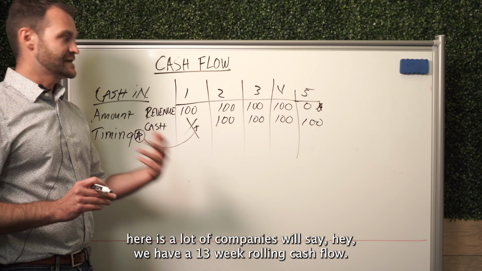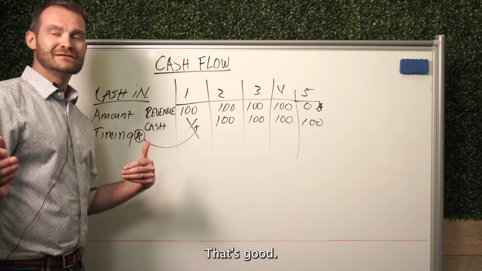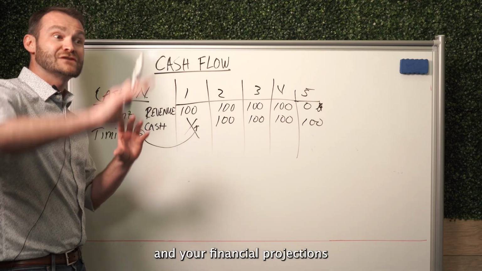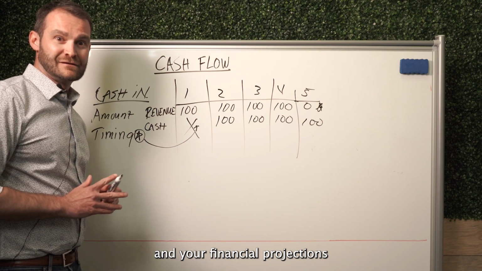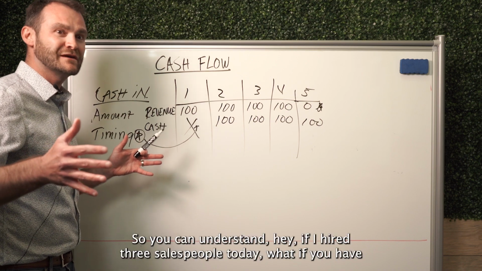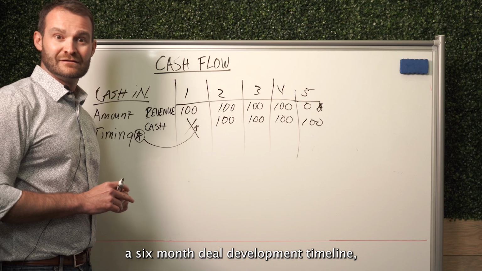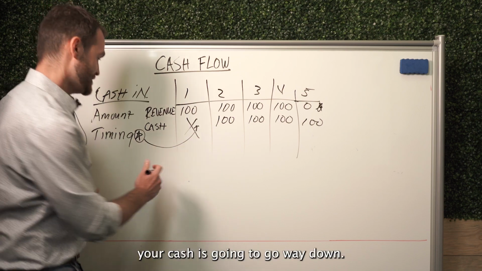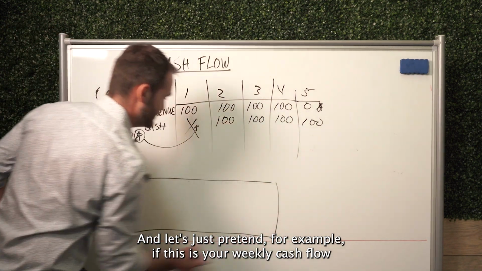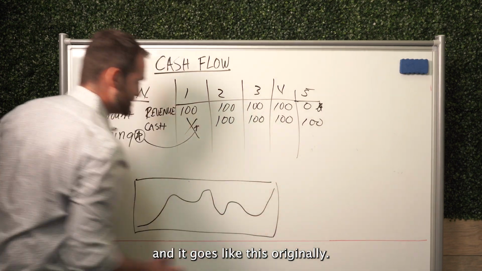One of the elements here is a lot of companies will say, hey, we have a 13-week rolling cash flow. That's good, but ideally you should be looking out far ahead. And your financial projections should really also show a cash projection of like 52 weeks. So you can understand, hey, if I hired 3 salespeople today, what if you have a 6-month deal development timeline? Your cash is going to go way down, and let's just pretend, for example, this is your weekly cash flow, and it goes like this originally.